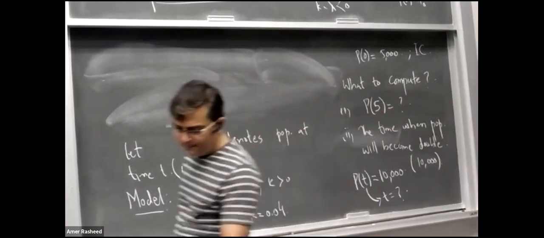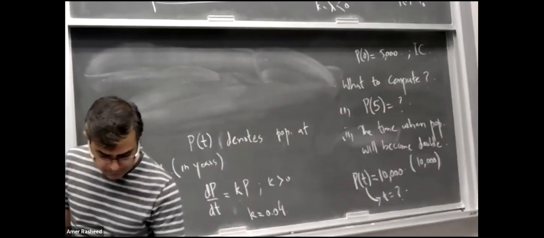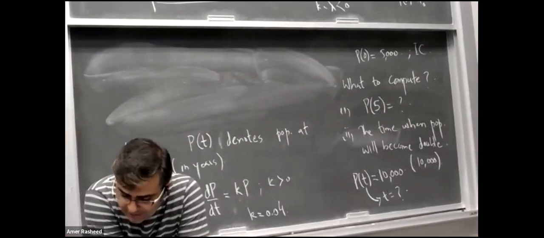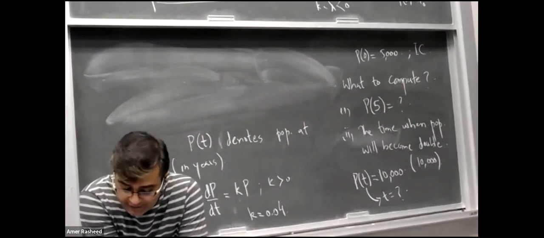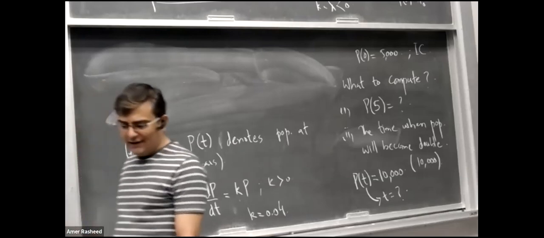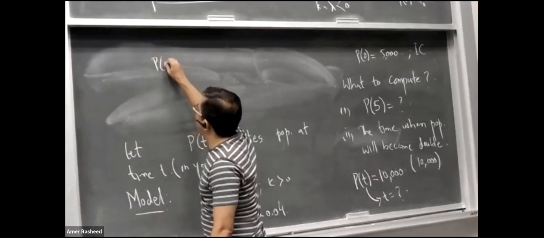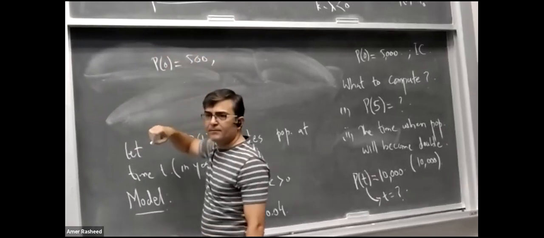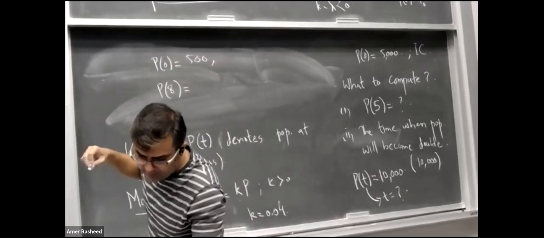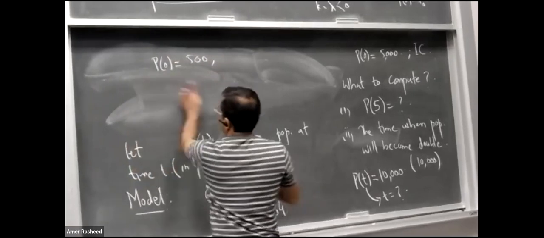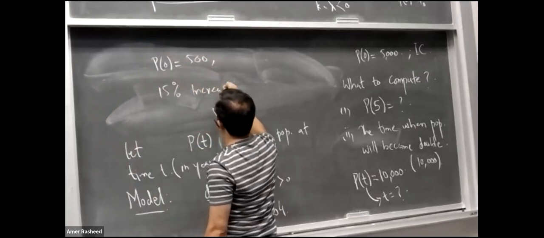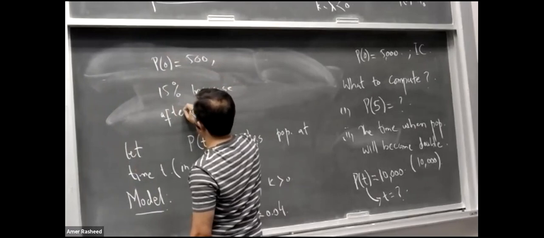Another example in the growth models is again, a culture of bacteria grows proportional to its current population. If the initial population of 500 bacteria increased by 15% in 8 hours, ठीक है, initial population at 0 is 500, और after 8 hours 15% increase है. 15% increase after 8 hours.